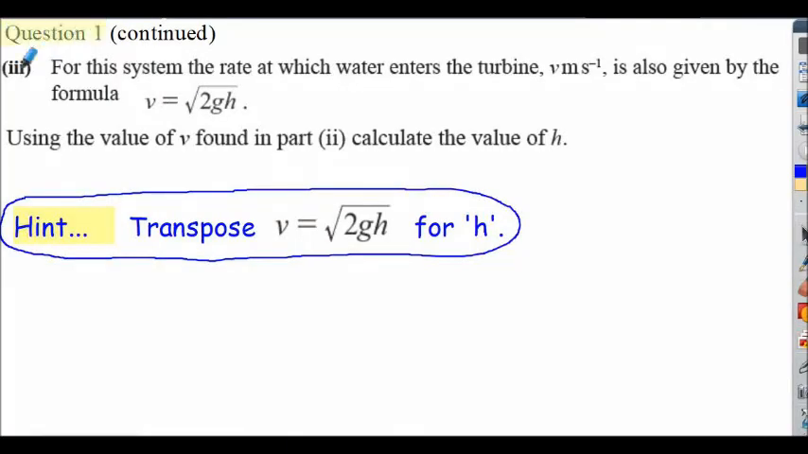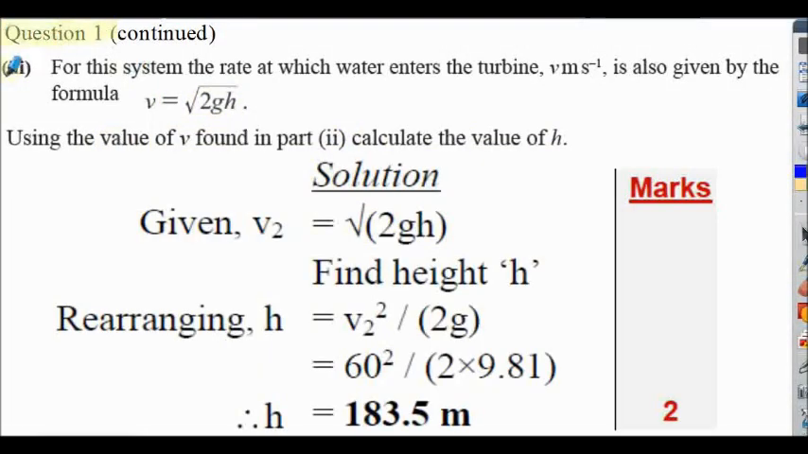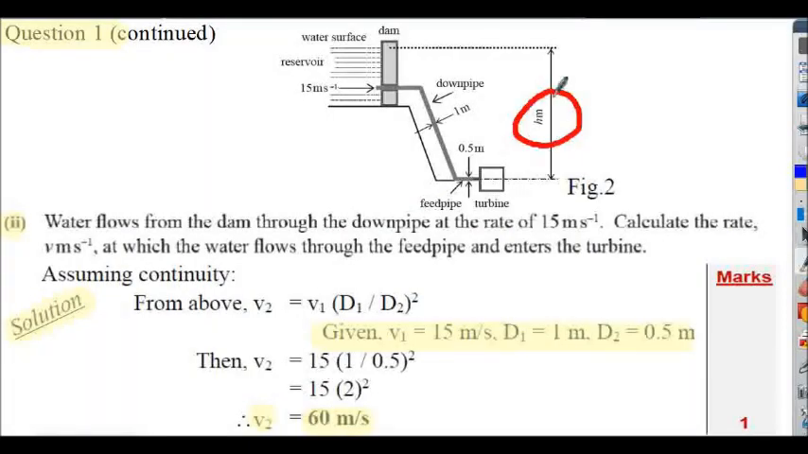Here's question 1, part 3. We're given the formula here for velocity is equal to the square root of 2 multiplied by g multiplied by h. Using the value of v found in part 2, we've got to calculate the value of h. So essentially we're going to transpose this formula for h. Again, the full solution is shown on the following slide. So question 1, part 3, here's the full solution for the transposition to calculate the height h, shown here in figure 2.